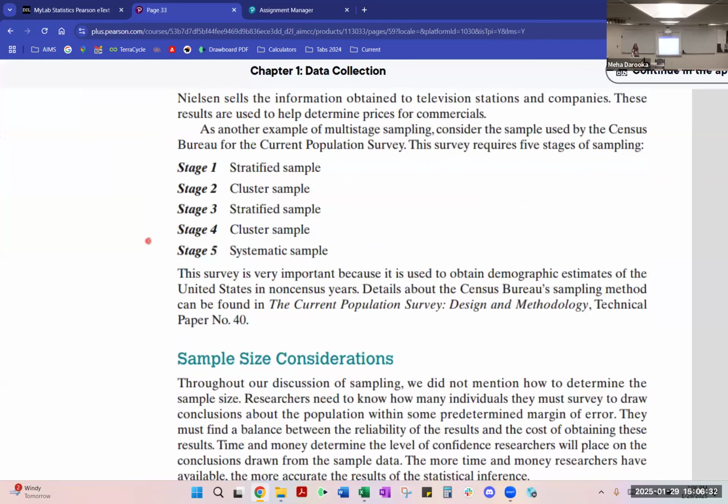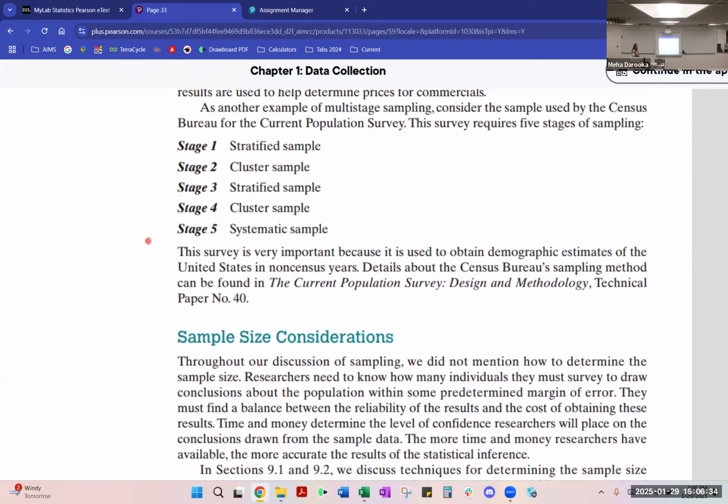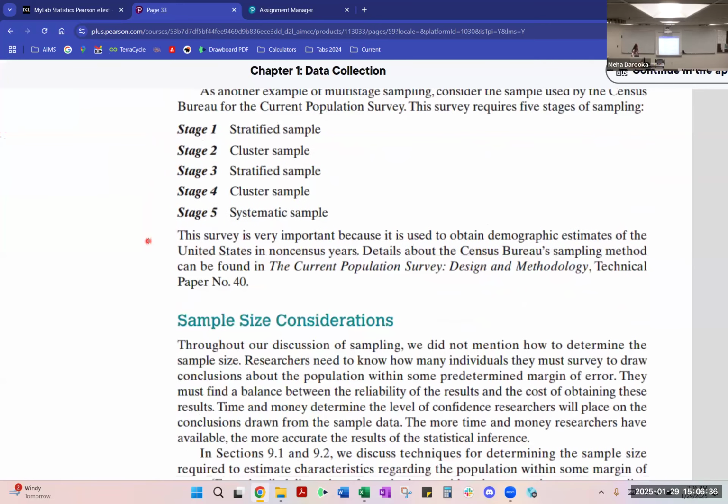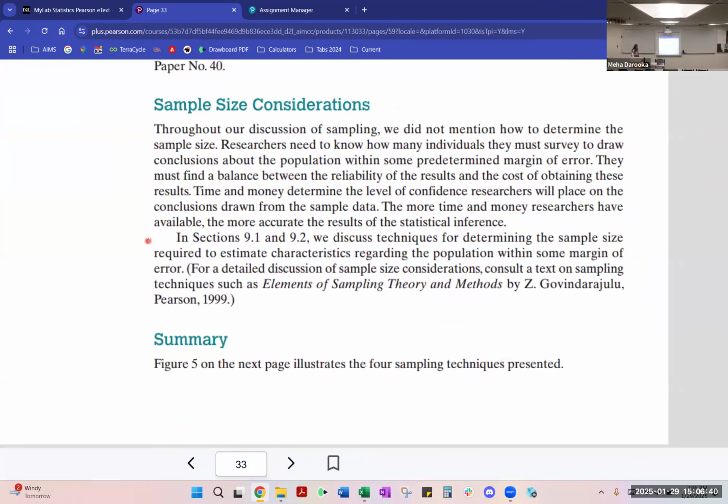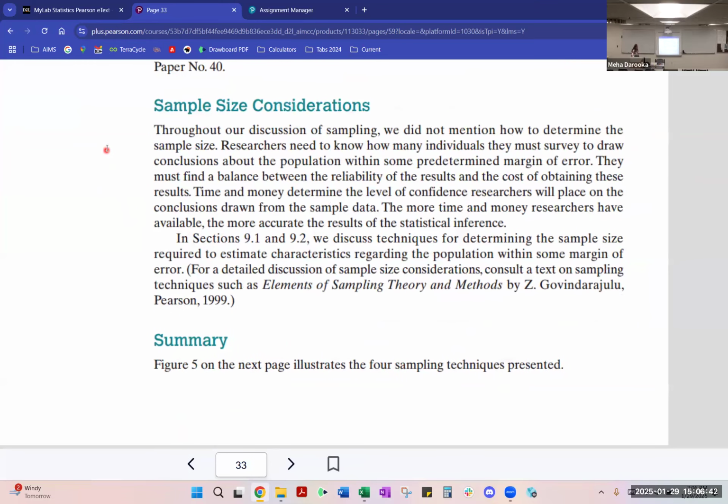And then they're talking about multi-stage, where you can do it at different stages and try different sampling methods. So you can look at that. And then this one here is just talking about sample size. You can read that, and we'll get a little more detailed into it in chapter 9, once we get there.